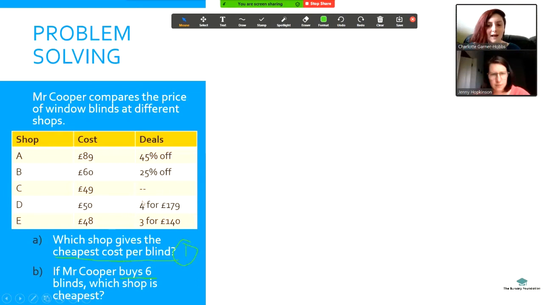So this bit here is going to be useful for question 2, but we don't really need to worry about it for the first part of the question. So really for question number 1, all I need to do is think about these two percentages here. So let's start working that off then. So I've got £89 and I need to work out 45% off.